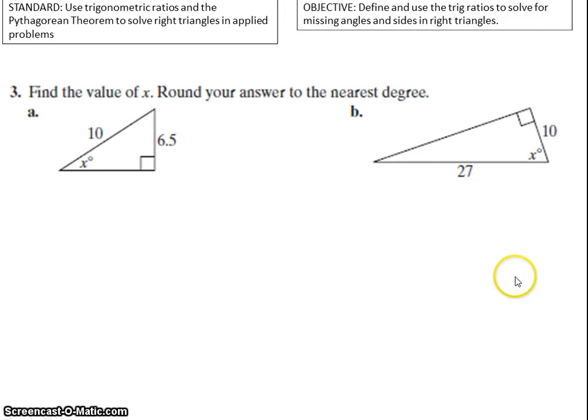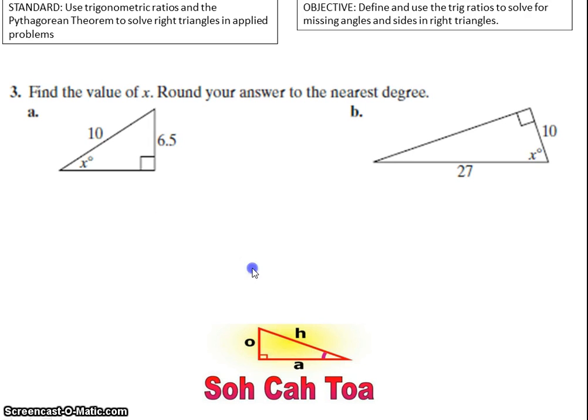Find the value of x. Round your answer to the nearest degree. We're going to use some inverse trig functions for this. So what do we got? We got the angle of x, we have the opposite side, we have the hypotenuse. So which one of those is it going to be? Sine ratio. So we're going to use inverse sine.